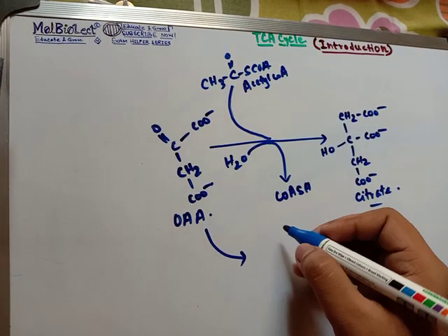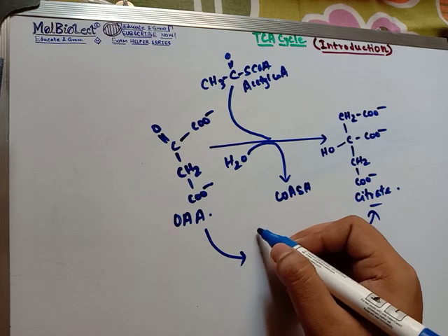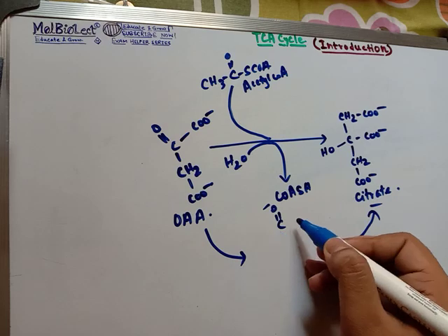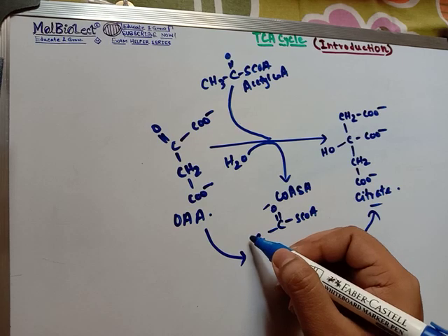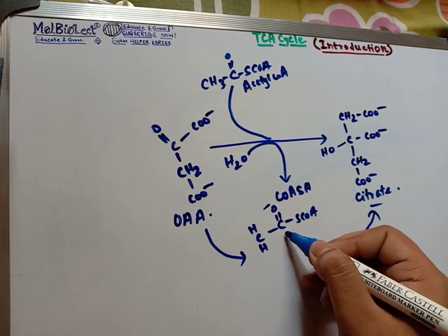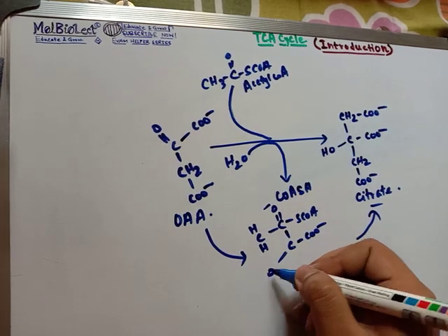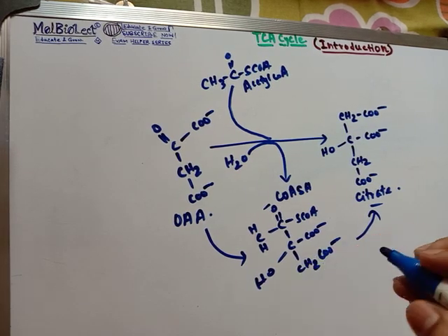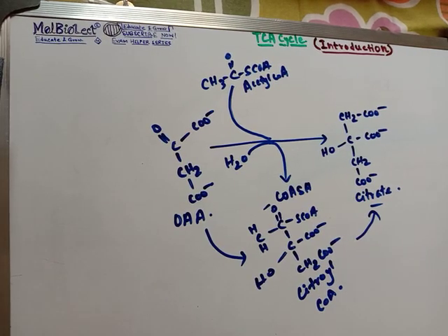So from here to here we have that intermediate, and structurally it is COO minus, CoA, CH2, CO minus, over here OH, CH2, CO minus. So this is our intermediate for this reaction, which is known as citryl-CoA. So this is the first step of the TCA cycle.